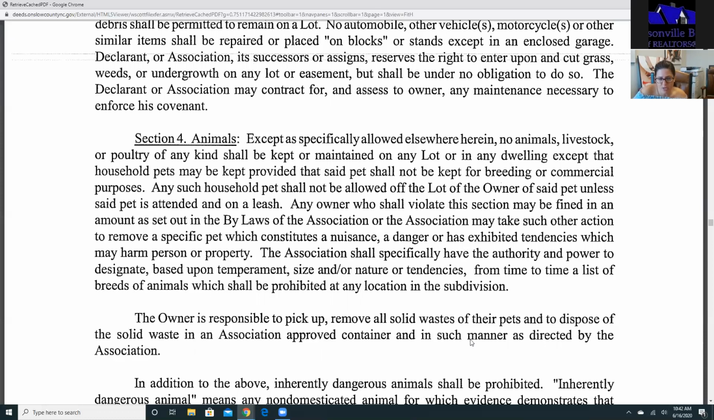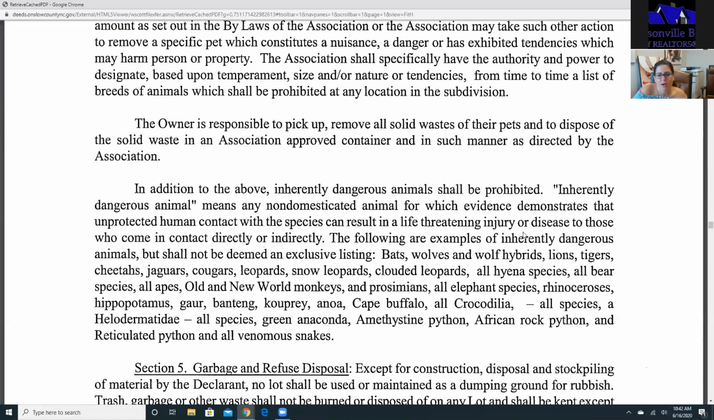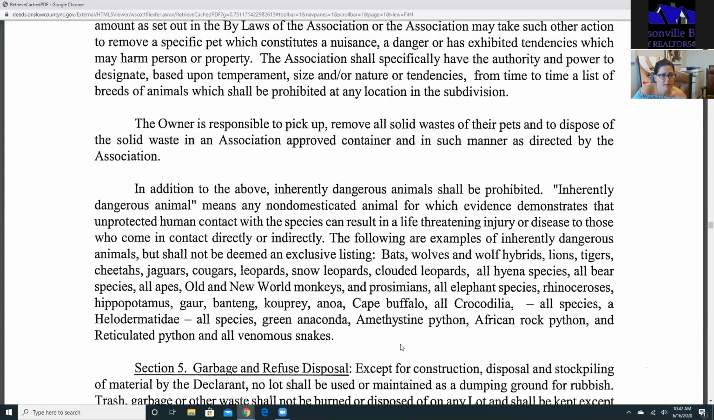It is hilarious when you find stuff in this. And this is one of the reasons why you should read through restrictive covenants, because if you've ever needed a laugh in your day, sometimes you'll get them in the least likely places. So this one: the following are examples of inherently dangerous animals that shall not be deemed an exclusive listing. That's the important part. So these are the animals that aren't allowed in Hidden Oaks. Not like, when you're in Hidden Oaks, Dobermans aren't allowed.